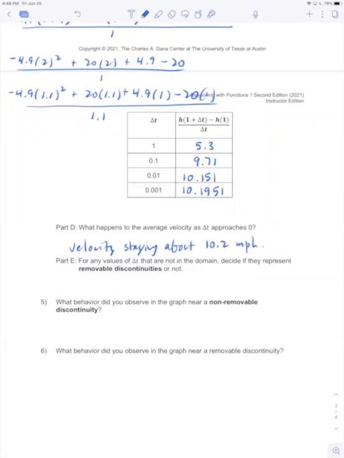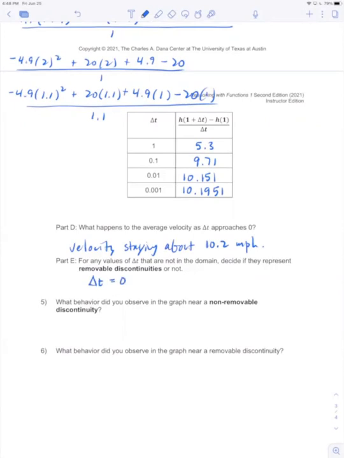Part E, for any values of delta t that are not in the domain, decide if they represent removable discontinuities or not. Well, that would be at delta t equal to 0, there's a removable discontinuity.